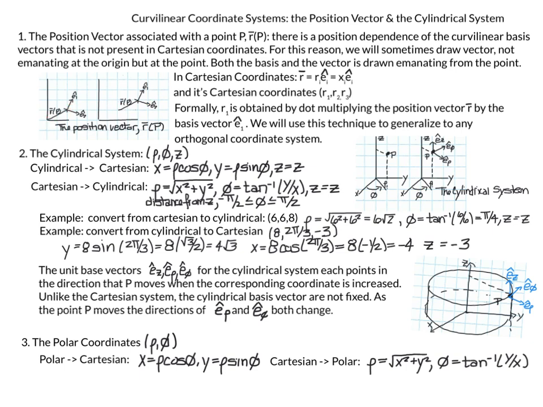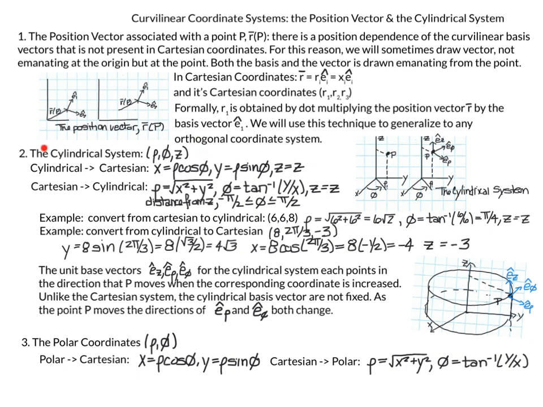Both representations are valid. And then we also talked about if we have an orthogonal basis, that we could get our coordinates for each basis vector by dot multiplying the position vector r by the basis vector if we wanted the first coordinate, e1. If we want the ith coordinate, then e sub i. And we said we would use this technique to generalize to any orthogonal coordinate system.